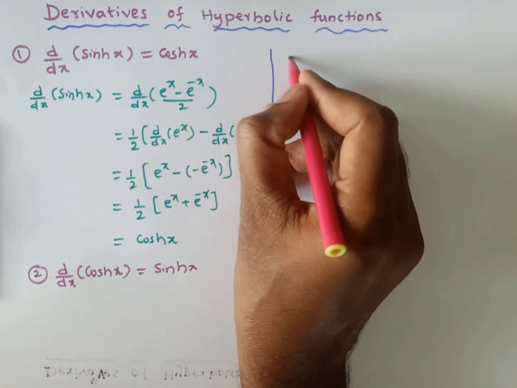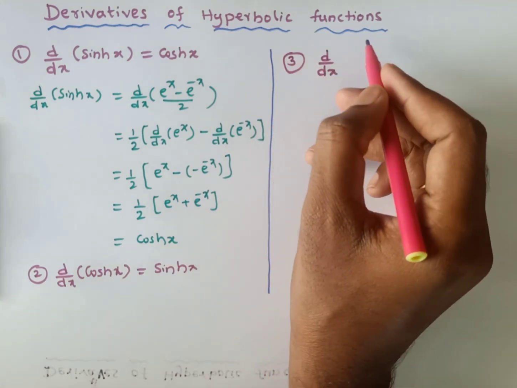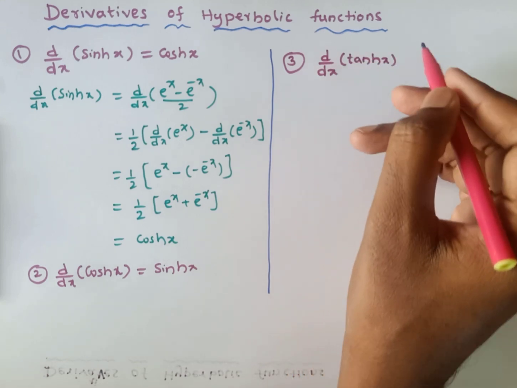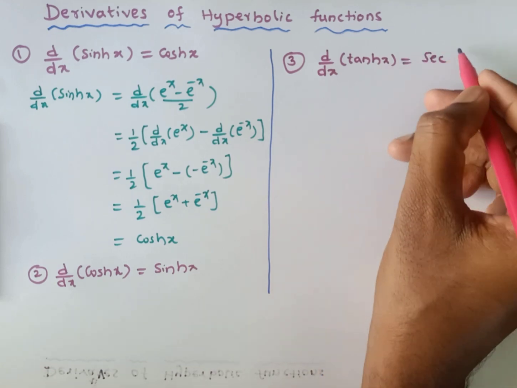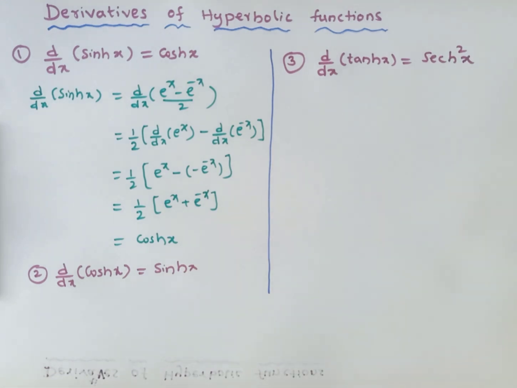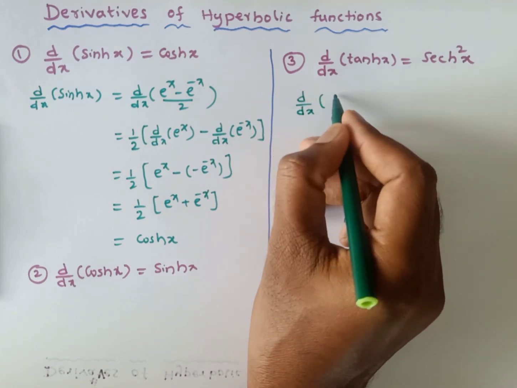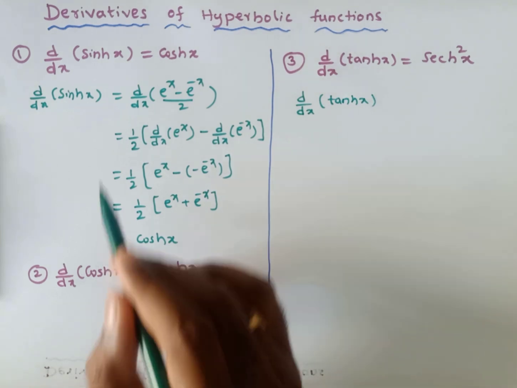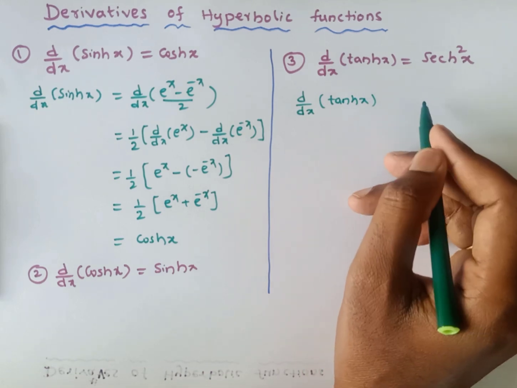Number 3, the derivative of tanh x. So d by dx of tanh x, not tan of hx, it is tanh x. The answer is sech square x. The derivative of tanh x is sech square x. Now, already we have two derivatives, sinh and cosh, and you know how to write tanh x. Tan can be written as sine by cos, right?